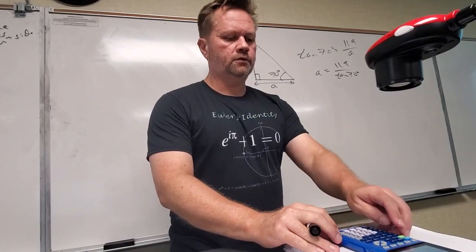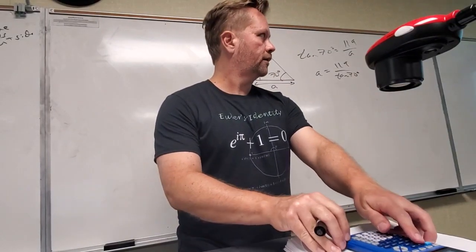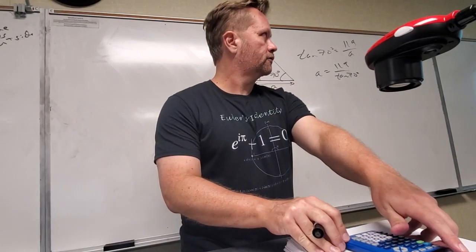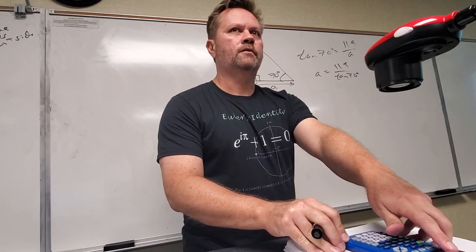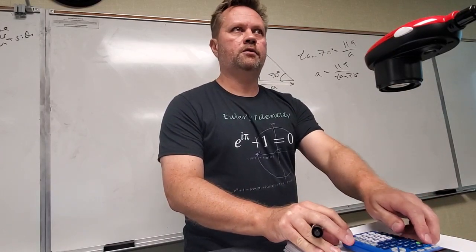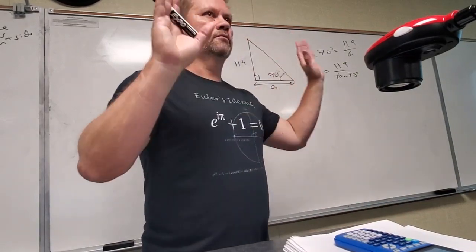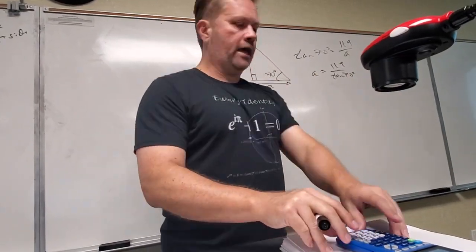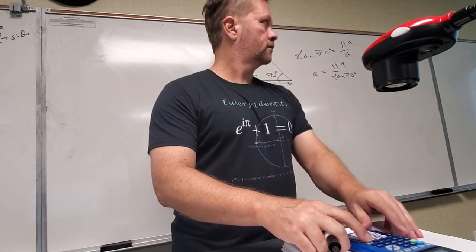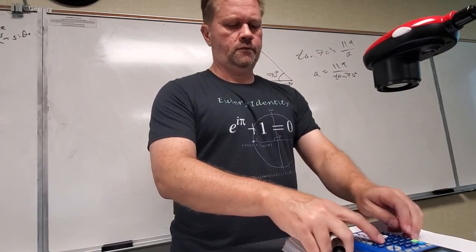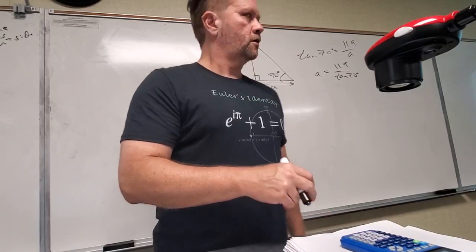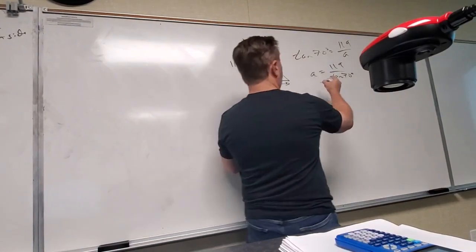So if I hit mode, right up there, I can tell if it's radians or degrees. So it's in degrees, which is good. Why is it good? It's in degrees because the angle's in degrees. That's all. So what do I get for A? Have you guys tried that yet? 43.3. All right, let me catch up. Okay, 43.31, we'll say.